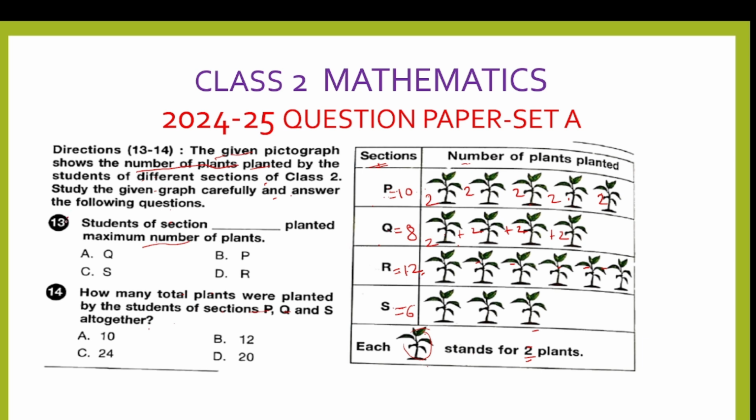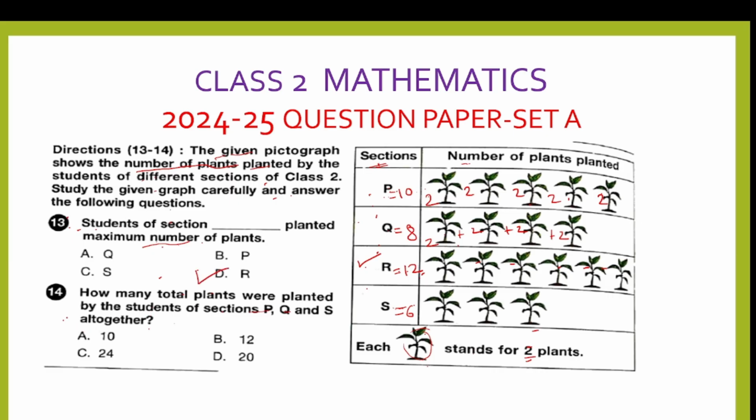Now let's see the question. Question 13 is: students of the section dash planted the maximum number of plants. So if you see here, the P, Q, R and S. Among these, the maximum number is 12, that is the maximum number of plants planted by section R. Therefore, the answer for this question is option D.